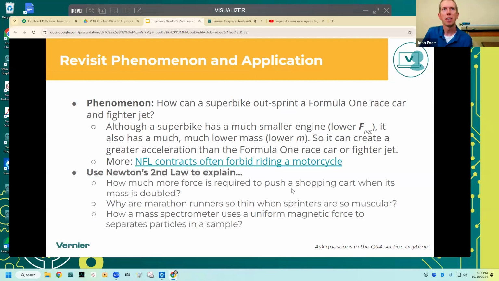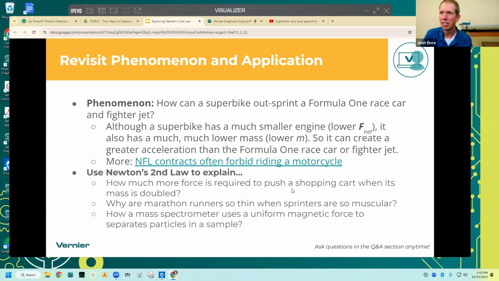Anyway, at the time I thought it was really interesting because one of the things brought up in the news was that in a lot of contracts for these NFL players, it explicitly says that they're not allowed to ride a motorcycle. And I thought that was fascinating. When I was thinking about this lesson, part of me wanted to start with that phenomenon. Why would they do that? Why would they single out motorcycles?